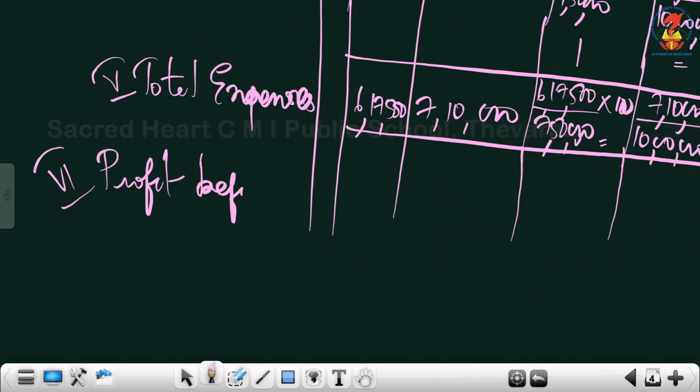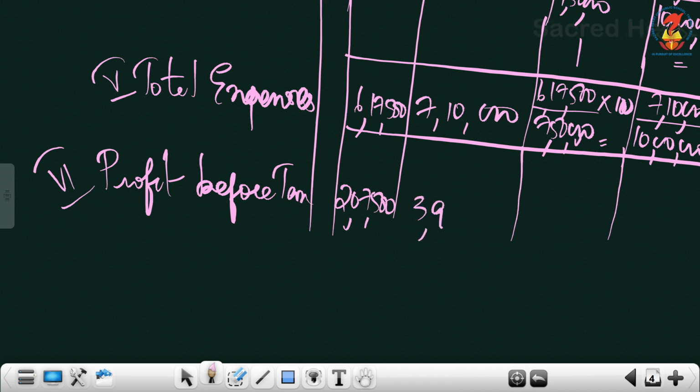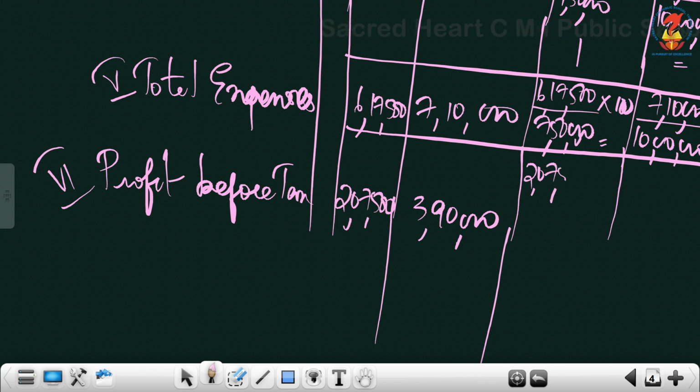How will you get the sixth section? Total revenue minus total expense. So total revenue is 8,25,000 minus total expense 6,17,500. So you will get the profit as 2,07,500. Then for the next year it is 3,90,000. That is 11 lakhs minus 7,10,000. So 3,90,000. Then you convert these two into percentage. 2,07,500 by 7,50,000 into 100. Similarly, you do this also.